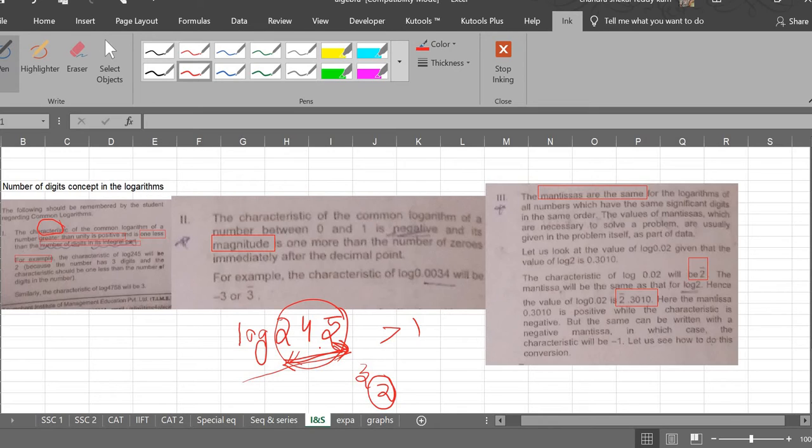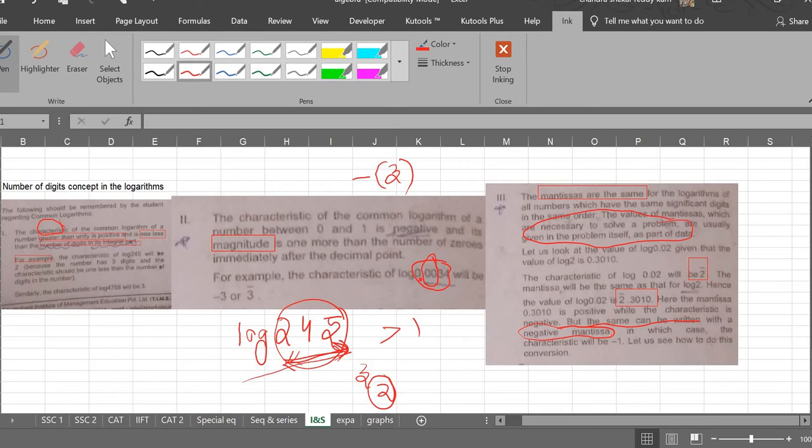Whereas if the number is a decimal less than 1, the characteristic is negative and it is 1 more than the number of zeros immediately after the decimal point. So there are 2 zeros immediately after the decimal point, so it is -3.